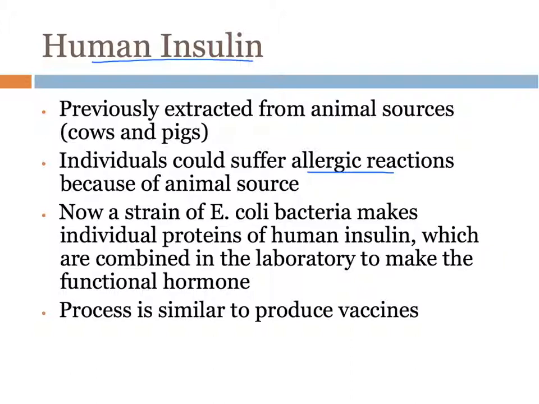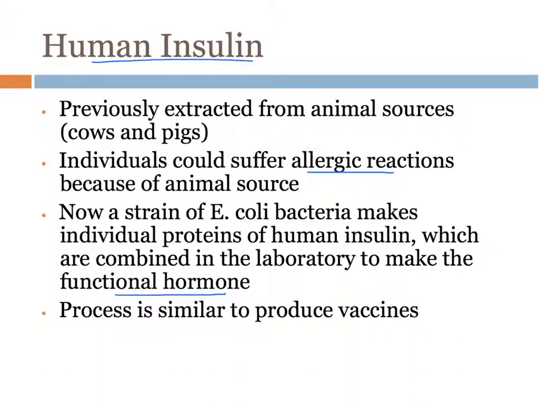So we have now created a strain of E. coli bacteria that makes the parts of human insulin. There are two different proteins involved in making human insulin, so they are put together in the laboratory afterwards to make the functional hormone. But the bacteria are making the parts, and we can have lots and lots of bacteria in a little bit of space, and they can pump out lots and lots of insulin.